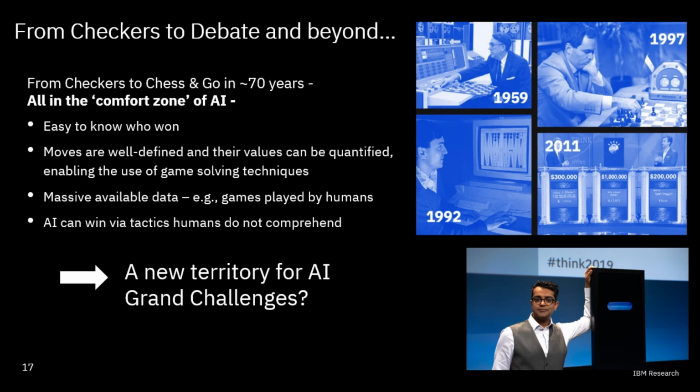But I would argue that all these board games lie in what we can refer to as the comfort zone of artificial intelligence. And let me make a few observations to explain that. First of all, when a board game is done, it is easy to know who won the game, and this facilitates the use of reinforcement learning techniques. Second, in board games, moves are well defined and their values can be quantified, enabling the use of game solving techniques. And third, for many such games, massive amounts of relevant structured data were available, for example, in the form of complete games played by humans. And this obviously was imperative to the development of the system.